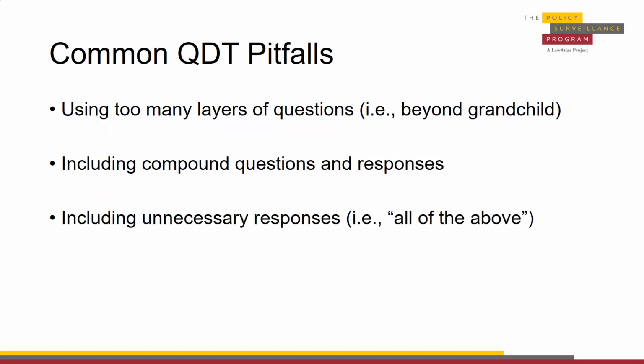Some other pitfalls are using too many layers of questions. So we talked about parent questions, child questions, grandchild questions. If you're going deeper than that, it may get too specific, and because as you move down in the layers, child questions are contingent on parent questions and grandchild on child, it's going to get very complicated. Also, compound questions and responses, as we just did in our examples, can lead to some coding issues, and then unnecessary responses like all of the above can also be problematic.